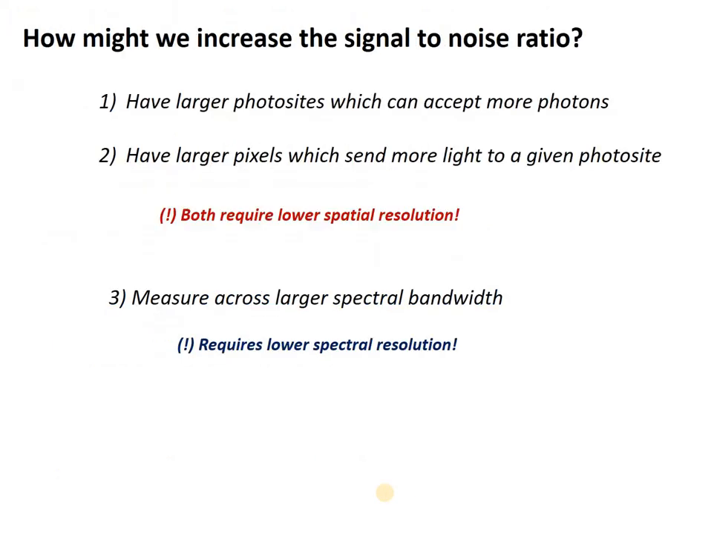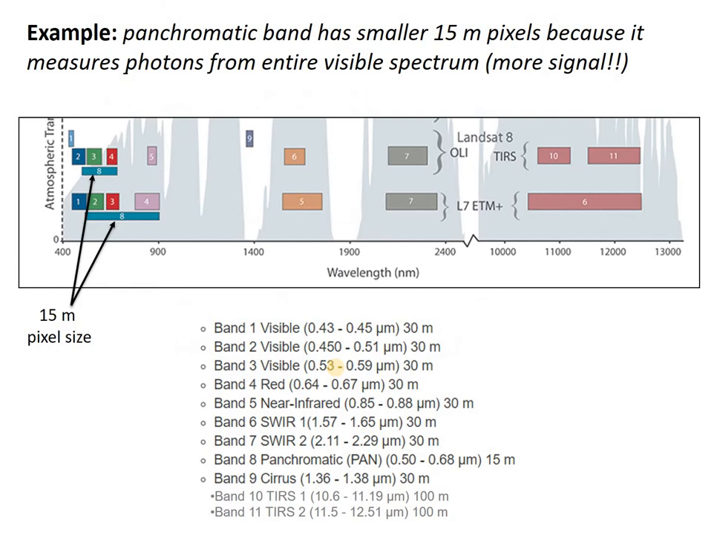Okay, so how can we increase signal to noise ratio? I think you're getting the idea. We can have larger photosites, which accept more photons. We could have larger ground pixels that send more light to a given photosite. But both of these require lower spatial resolution. Likewise, we could measure across a larger spectral bandwidth and get more energy that way, but that's going to require a lower spectral resolution. So we're setting up a lot of trade-offs here.